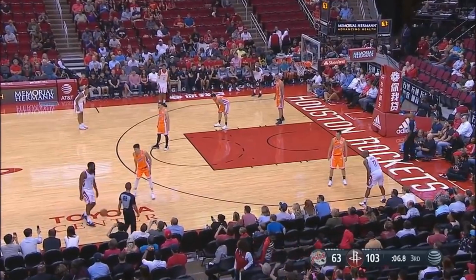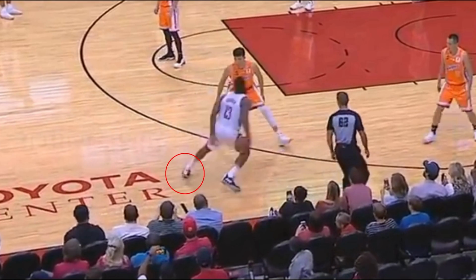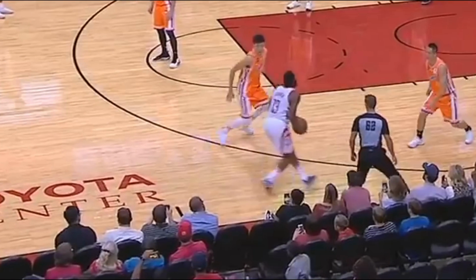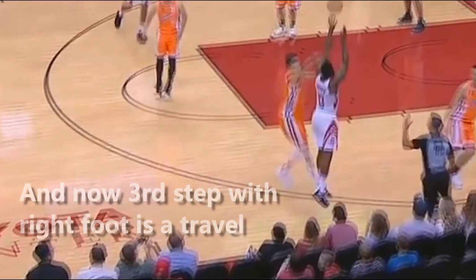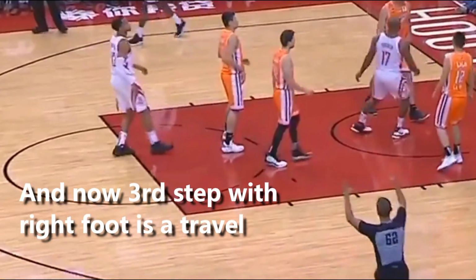Having said that, let's watch the play and find where he gathers the ball. 4 seconds down, he's dribbling and now, yep, he gathered. To me, this is the gather step, the left one. So this is the 0 step, this is 1. And this is 2. So to my mind, if we go by that, this is indeed a travel. Once he puts the 3rd step down with the right foot, it is a travel.